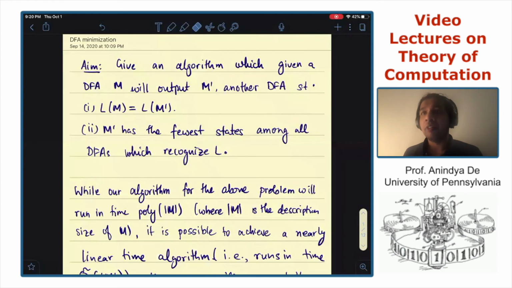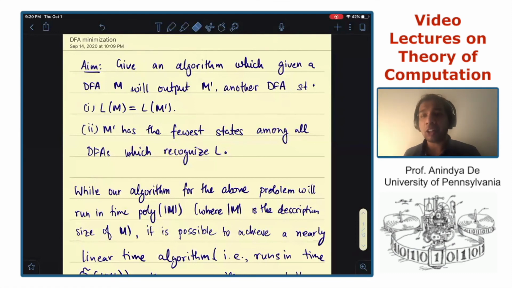In particular, we defined an equivalence relation R sub L for any language L, and this is an equivalence relation over strings on an alphabet sigma, defined with respect to any language L. And then what we showed is that for any language L which is regular, the relation R sub L has a finite number of equivalence classes. And if a language is not regular, then R sub L will induce an infinite number of equivalence classes.